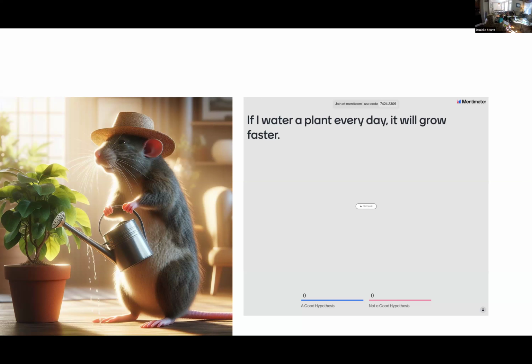So how would you do this experiment? What would you need? You need a plant to water. What else do you need? Something to water the plant with. Faster is a comparison, right?